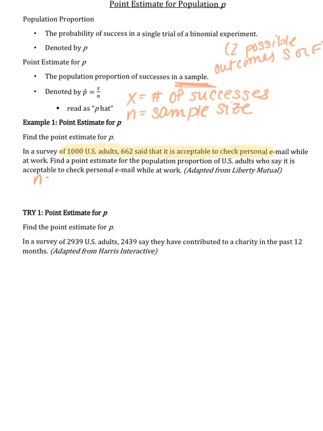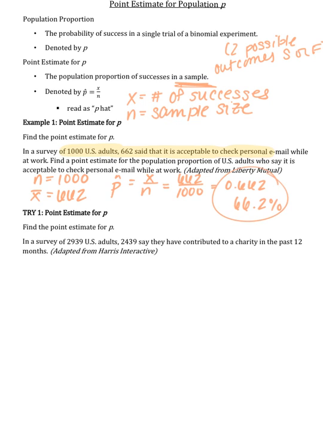Well, we need two things. We need our N value, which is our sample size of 1,000. We need our number of successes, and in this case, it would be people who say it is acceptable. So that would be 662. P hat is equal to X over N, which is 662 over 1,000, which is 0.662 or 66.2% would be our answer. Okay, so pretty simple. You're just going to set up X over N, and that gives you your point estimate for your population proportion. All right, first homework problem is going to be this one right here.